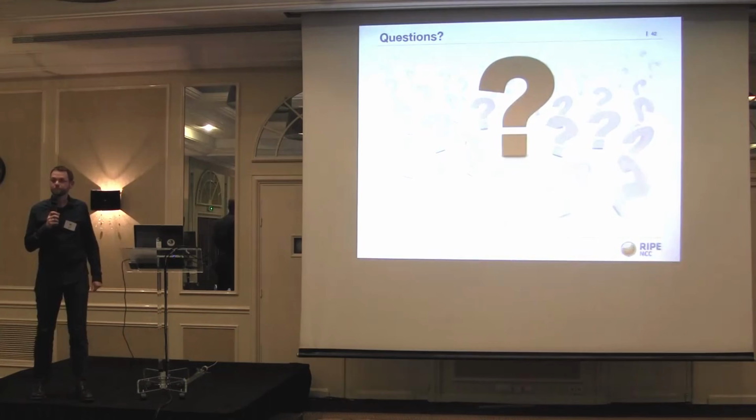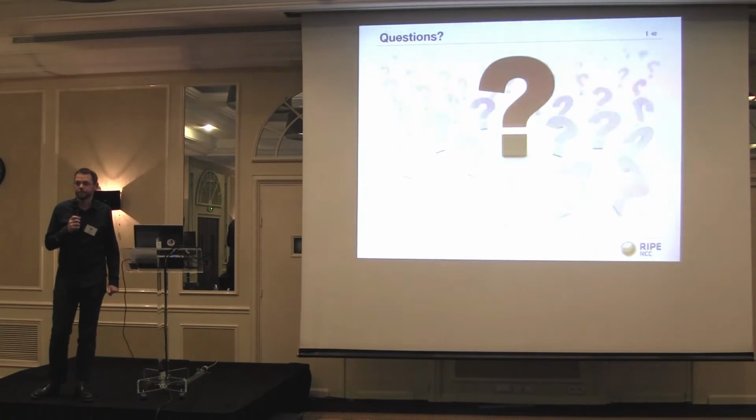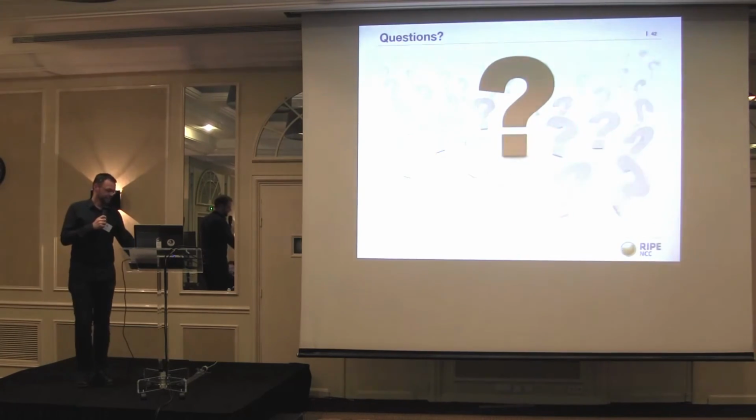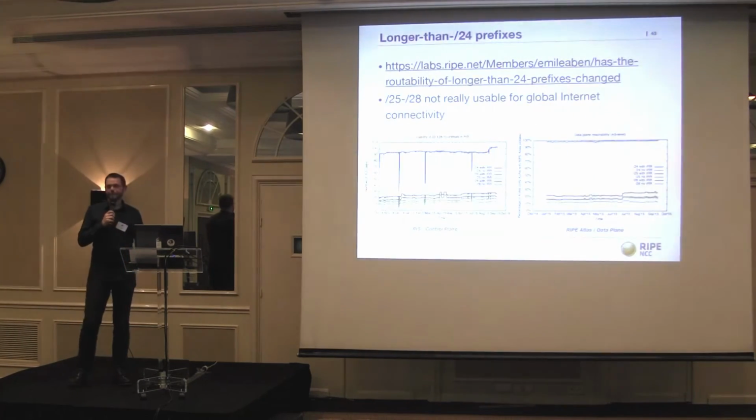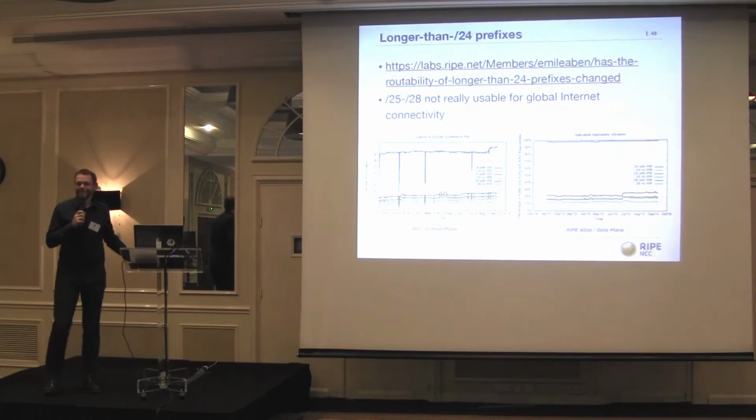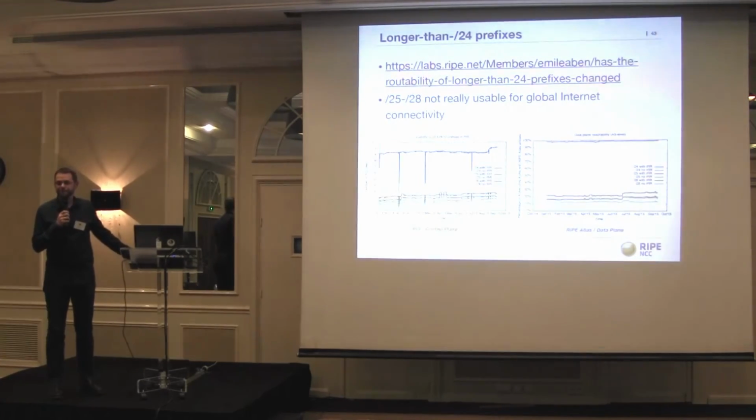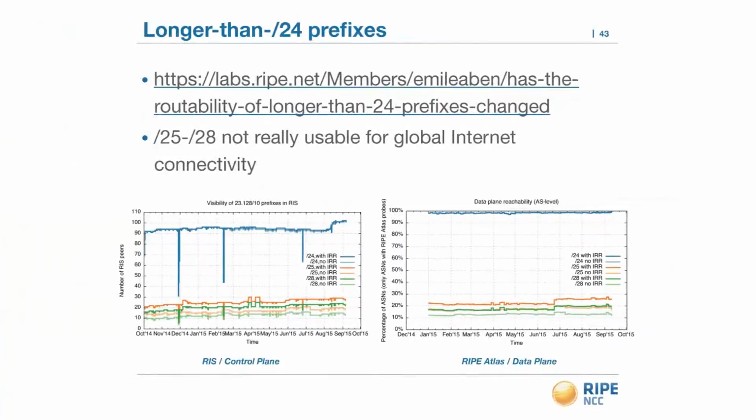Do you see prefixes more specific than /24? I would like to know if you see IPv4 prefixes more specific than /24 on the RIS collector. Actually, you're referring to this RIPE Labs article that, yeah, I had in backup slides. We do see longer than /24s actually.